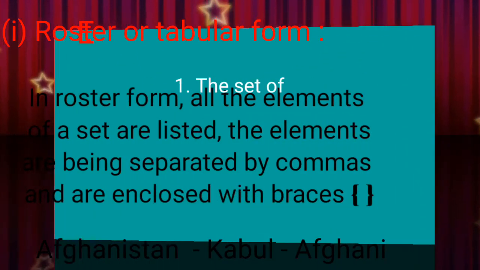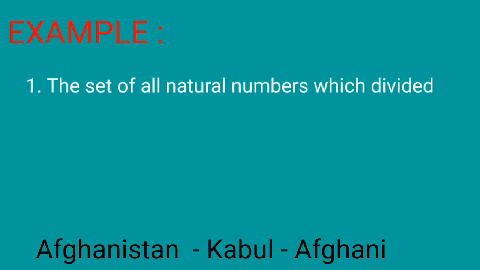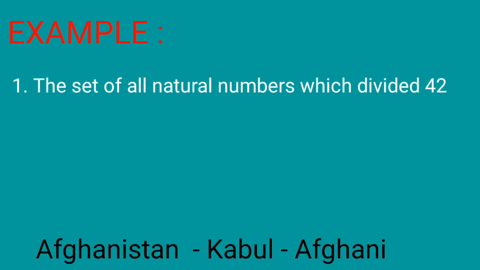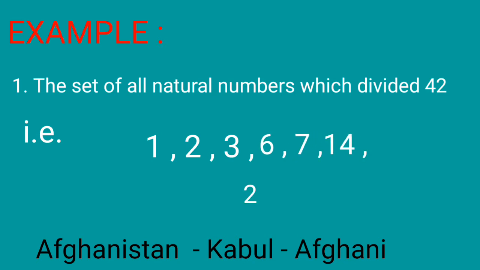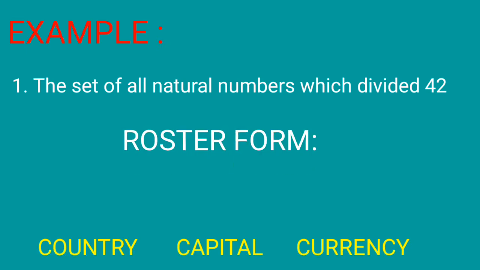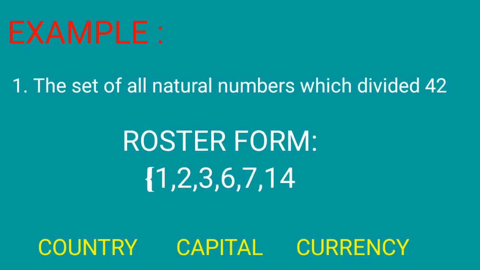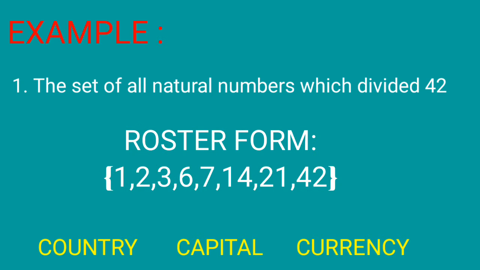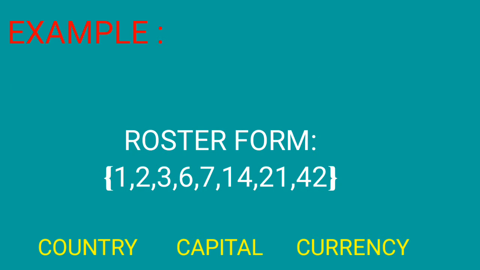For example, the set of all natural numbers which divide 42. That is 1, 2, 3, 6, 7, 14, 21 and 42. So in roster form, as you see, all the elements which divide 42 are listed, separated with comma and enclosed with curly bracket.